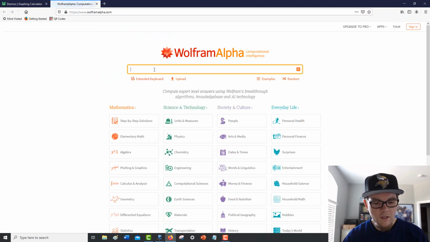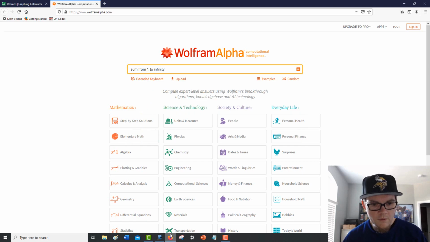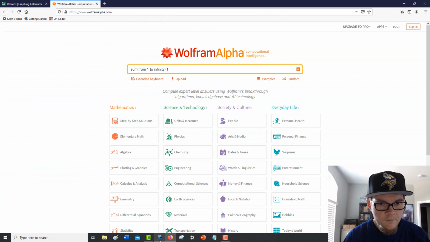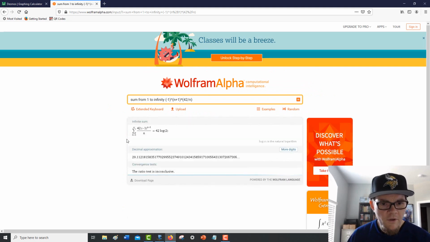Let's see what that sum actually is. Sum from 1 to infinity. What was our series before? Negative 1 to the n plus 1. Oh, we've got to put that in parentheses also. And it was times 42 over n. Let's see what this series sum is equal to, and then, of course, check to see if that falls in there.